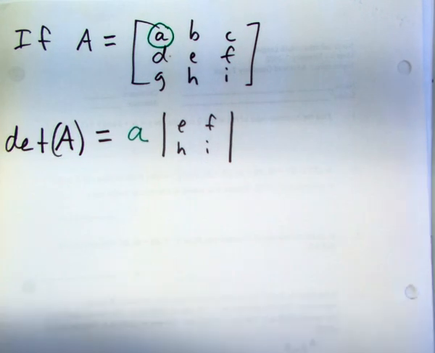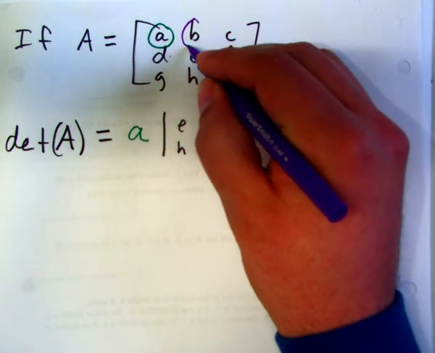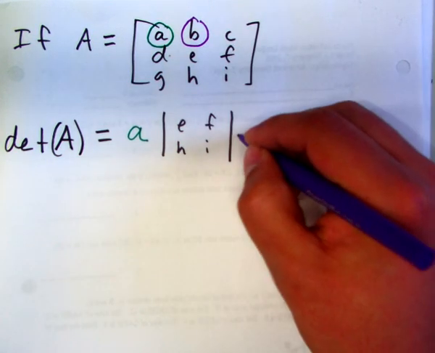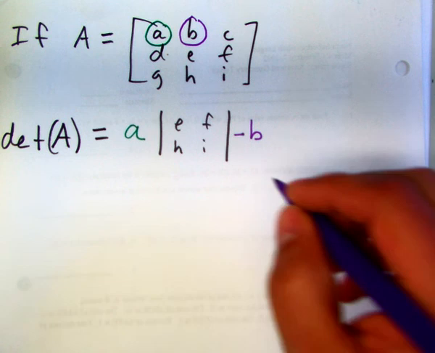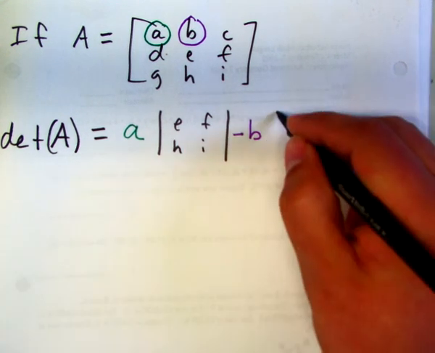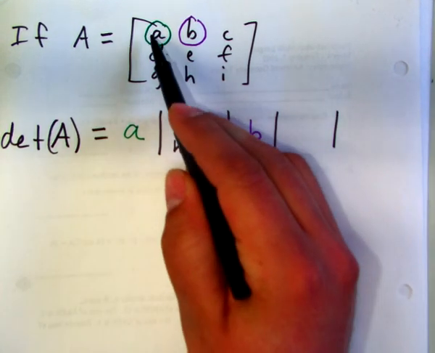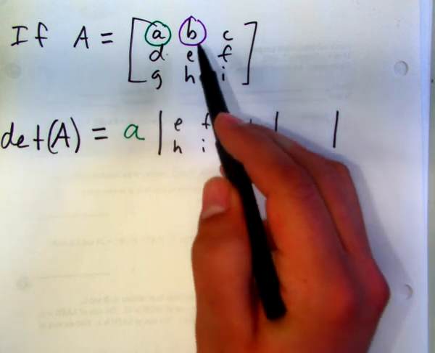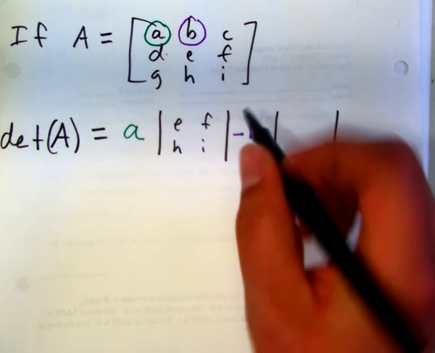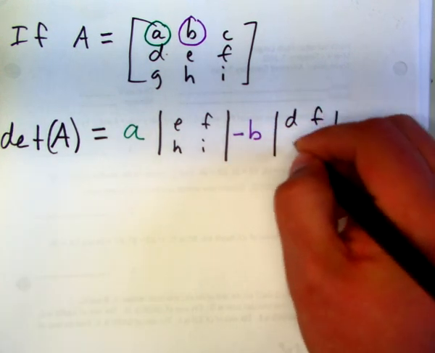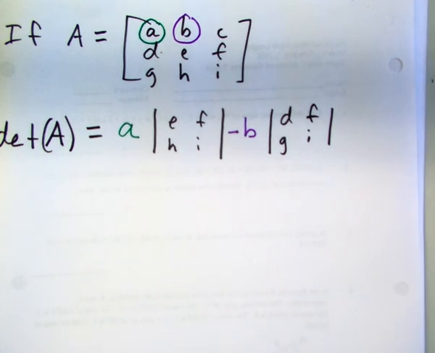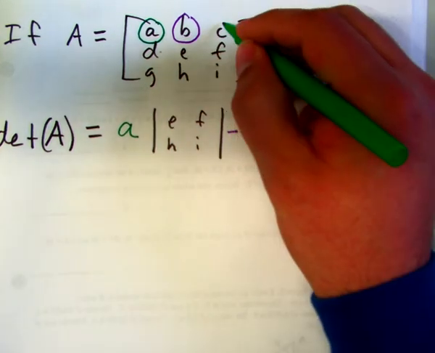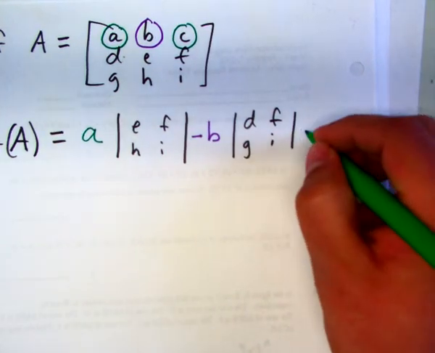Now, here's where it gets a little weird, but the pattern always works. You take the next number in the first row, which is B, and you do the opposite of B, but it's the same idea with the little 2 by 2 now. So if you look carefully, wipe out the row that B is in and the column that B is in. Everybody see that?